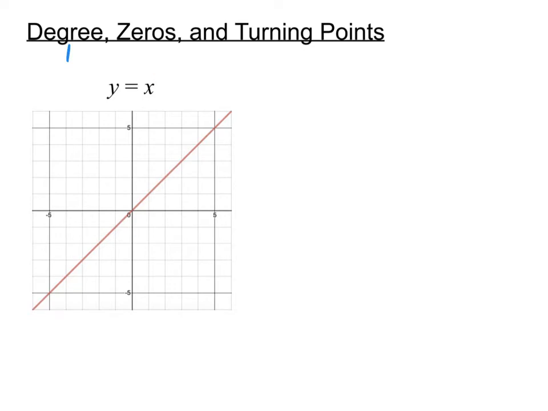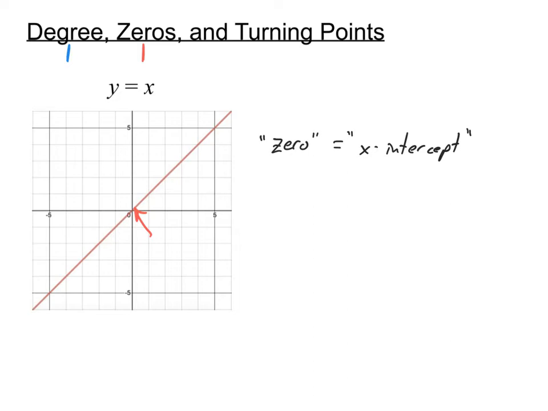Okay, how many zeros does this graph have? A zero is just another name for an x-intercept. And so this has one zero. And so it crosses the x-axis in one place. Now, I'm not saying that the zero is one. I'm just saying that there is one zero on the graph.